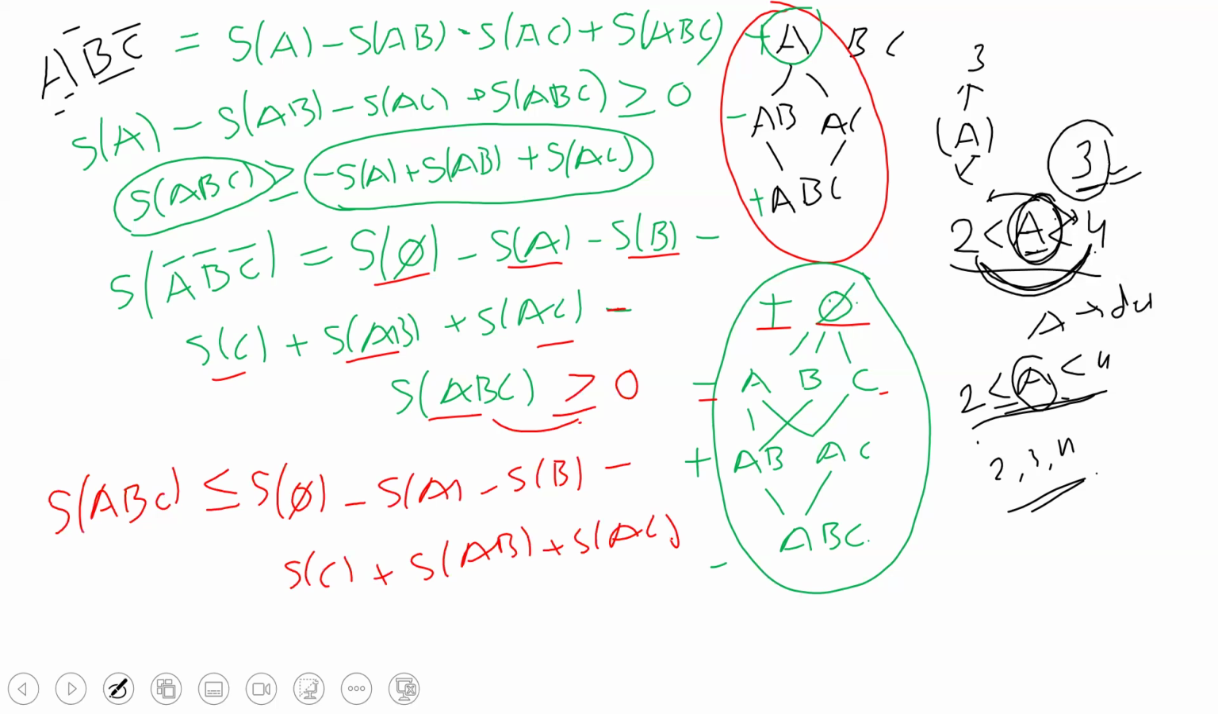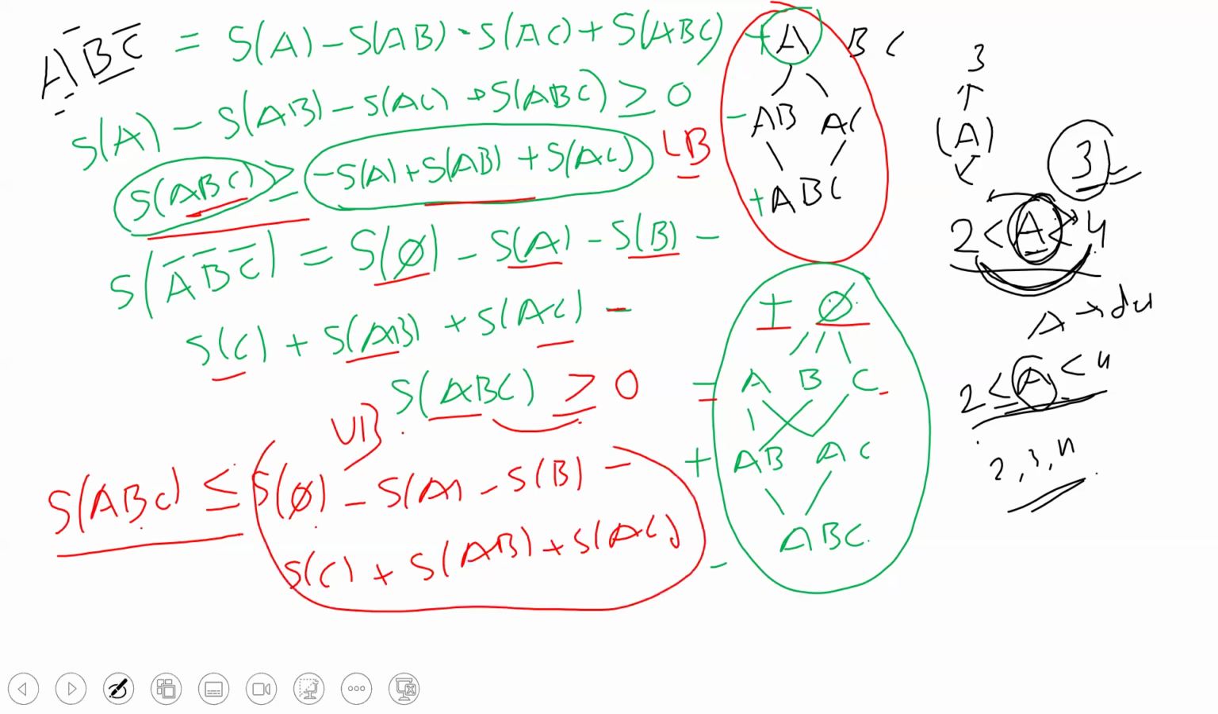Now just look at how this is happening. You have found upper bounds and lower bounds. So S of ABC is greater than or equal to this, which is called the lower bound. For ABC, the lower bound is this. This is the upper bound because S of ABC is less than or equal to this. That means it falls somewhere in between: S of ABC is greater than or equal to this value and less than or equal to this value. So this becomes the lower bound and this becomes the upper bound.